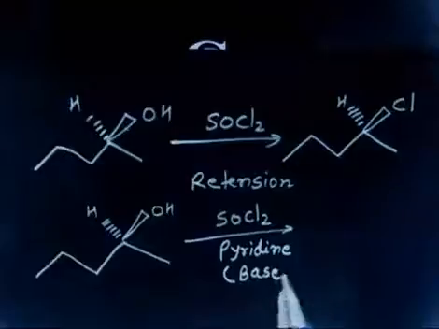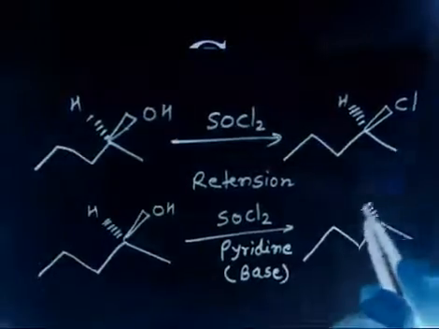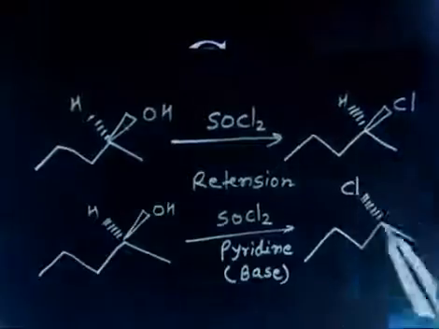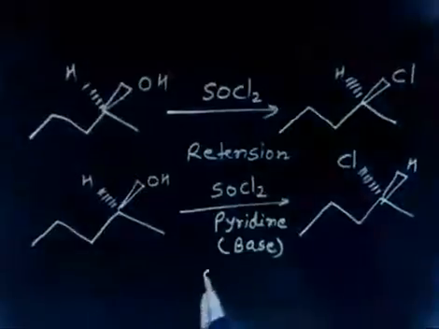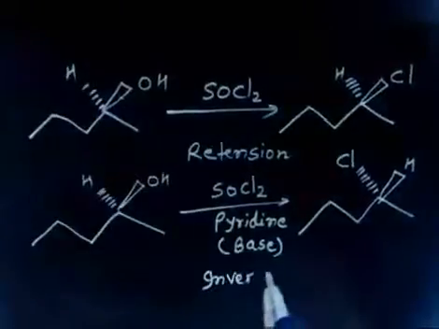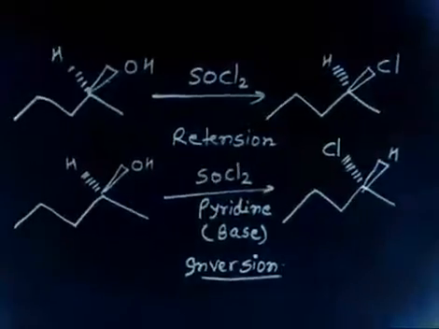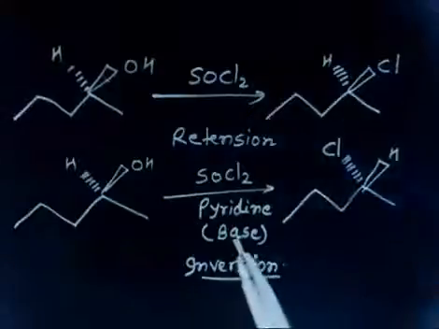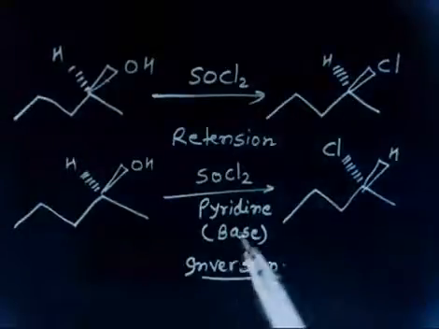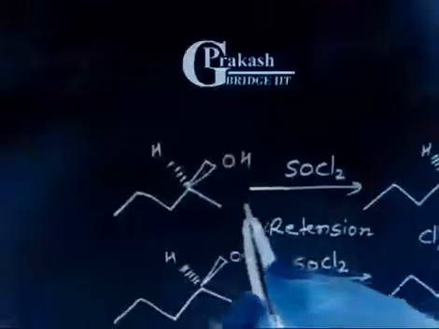If you use base, what will happen this time? It will not go with retention, it will go with inversion. So Cl will attach on the bottom side and hydrogen will come on the front side. So this is the inversion of configuration. This is an important point you can remember. If SOCl2 is simply used, this will give you retention. If SOCl2 is used in the presence of base, this will give you inversion. This is sometimes also called the SNi reaction.